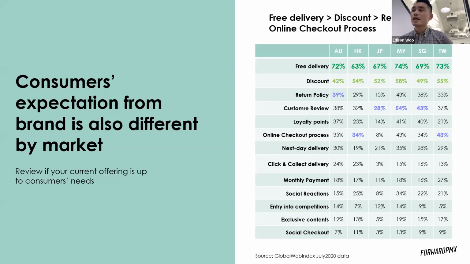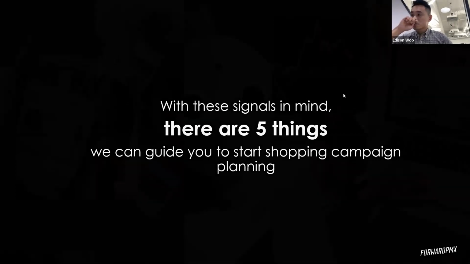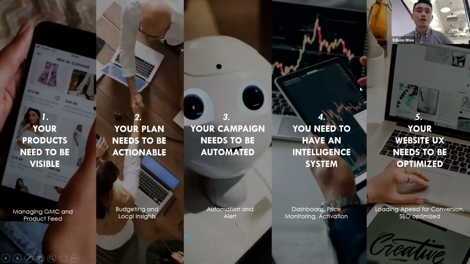So in the next slide, by keeping all these signals in mind, today I want to share with you 5 things we can guide you on to start your shopping campaign. And which are these 5 things? The first thing would be you need to make sure that your product is visible. So how you manage your product feed becomes very, very important.